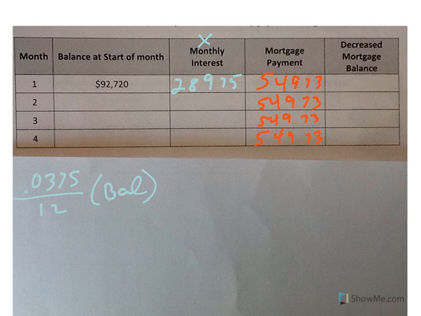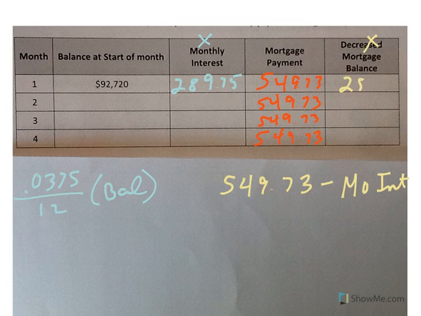And how did we find the decreased balance? We'll do this in yellow. That one we took the mortgage payment, $549.73, and we subtracted the monthly interest, the MOINT. So when we took 549.73 minus 289.75, we got the reduction of 259.98.